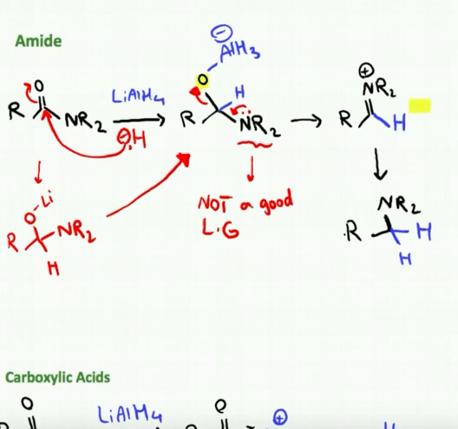Now, in the last step, we're going to have hydride again as the nucleophile. It's going to react here, break this bond to make this nitrogen neutral, and this gives us our amine. So starting from amides using lithium aluminum hydride, we can reduce it to amines.